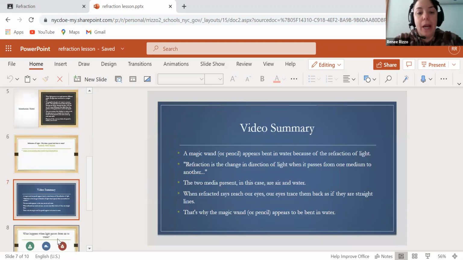Video summary: a magic wand or pencil appears bent in water because of the refraction of light. There's a little boy in the video who does magic tricks and has a magic wand. They demonstrate this first with the wand instead of a pencil, but later in the video they also demonstrate it with a pencil. This is part of a direct quote from the video.